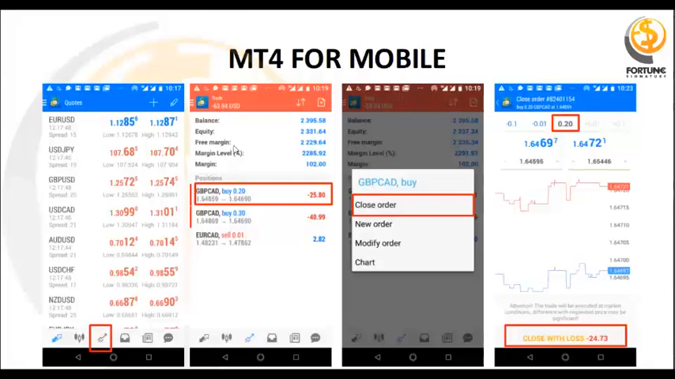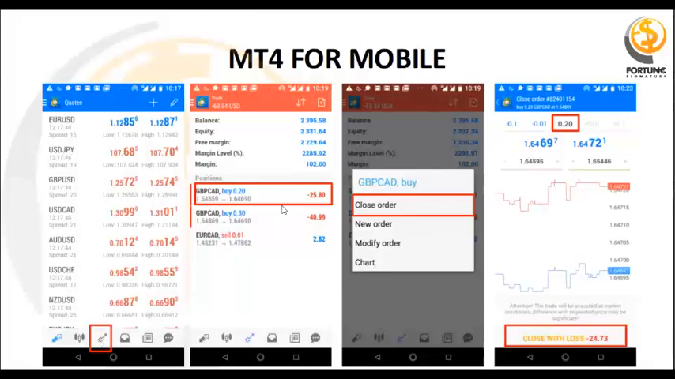So the balance here shows you how the trade is running. GBP CAD is a negative $25. GBP CAD is a negative $40. You can see my lot sizes here, 0.2. You can see that my lot size here is 0.3. I'm buying. And this one is in profit, even though it's $2.82, and the lot size is very small, 0.01. And I'm selling.